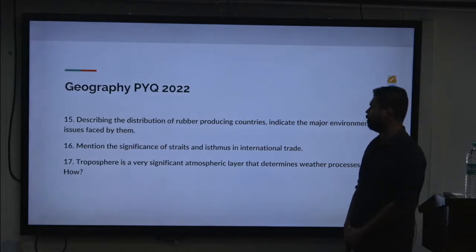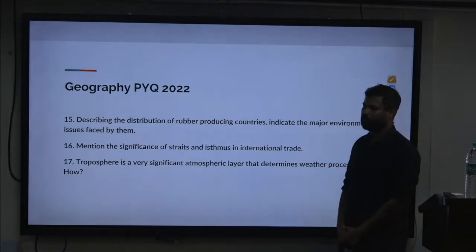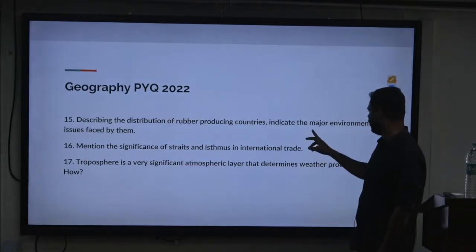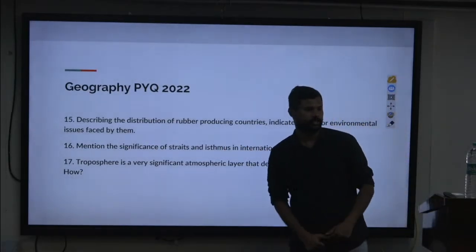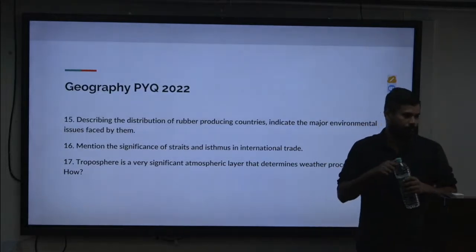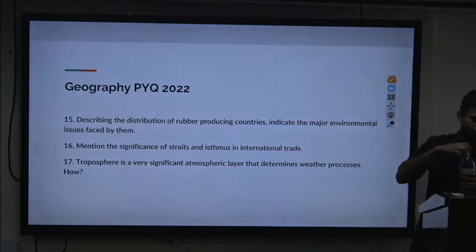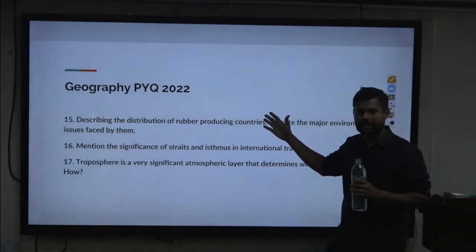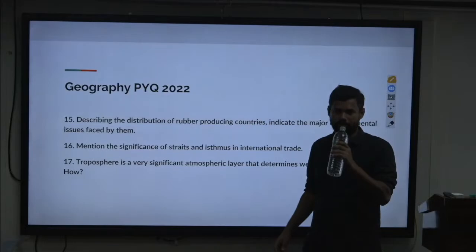Describe the distribution of rubber producing countries, indicate the major environmental issues faced by them. What is this? The point is, when I ask what is this, is it a difficult question, a moderate question, or an easy question?